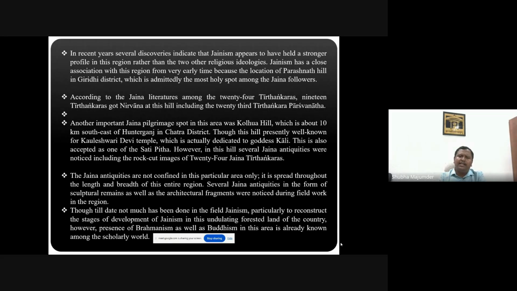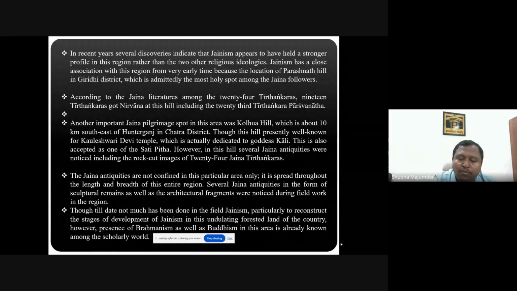According to the Jain literature, among the 24 Tirthankaras, 19 Tirthankaras got Nirvana at the hill, including the 23rd Tirthankara, Parshvanath. The hill is known as Shamet Shikhar. And another important Jain pilgrim center of the area was the Kolua Hill. So Shamet Shikhar is already a famous pilgrimage center for the Jain community, and Kolua Hill is also a very important site. And a good number of Jain rock cut sculptures we notice in the hill.